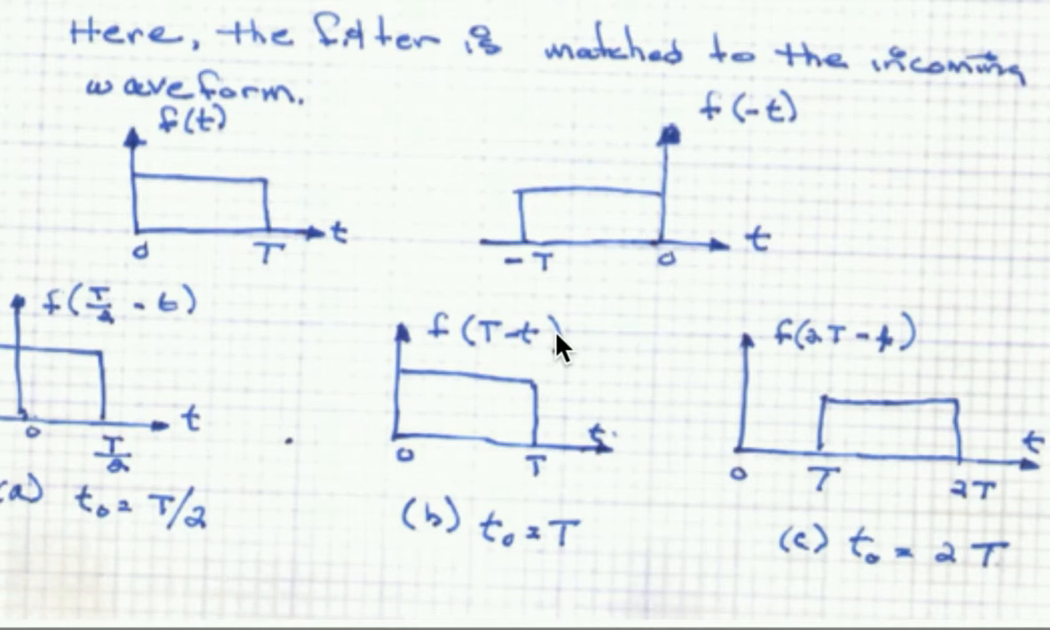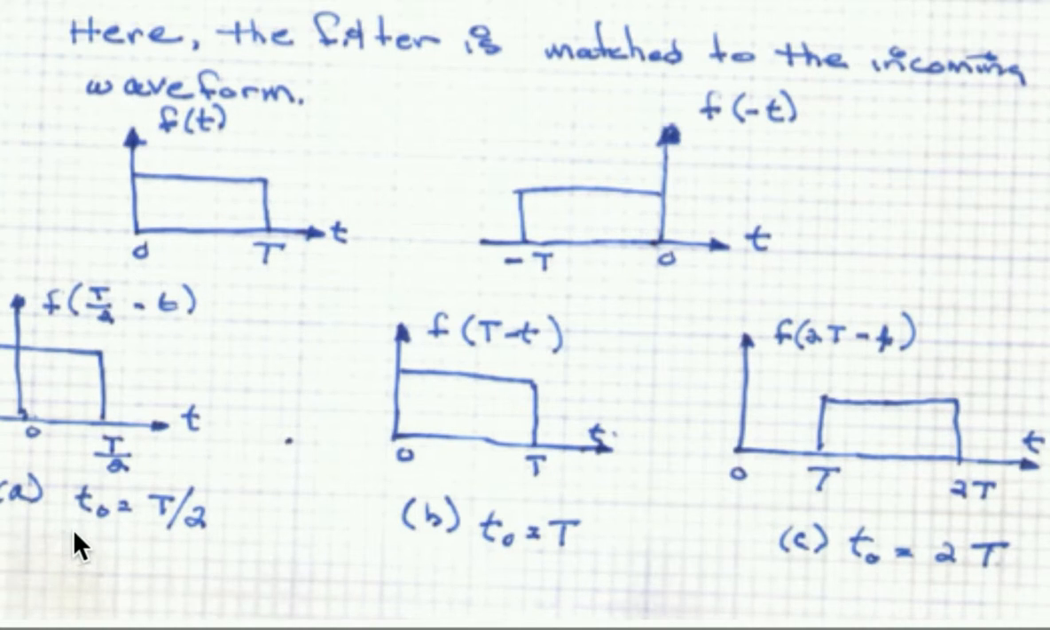This is the last section of homework assignment 12, problem 5. And as you can see here, the filter is matched to the incoming waveform. And you can see with the baseline f of t versus the duration plus the negative f of t, they're basically the same. They just expand out in different directions.